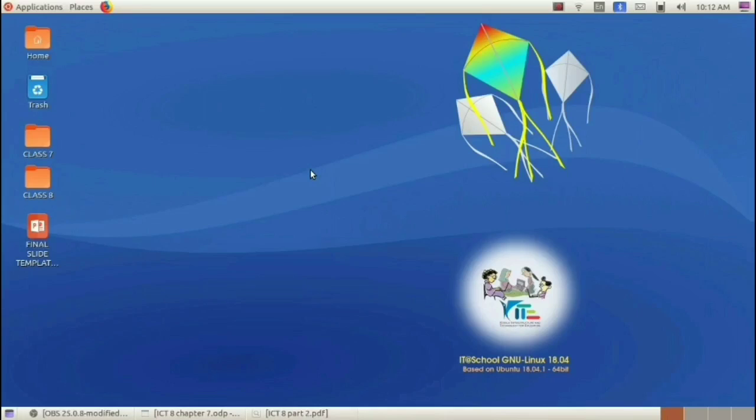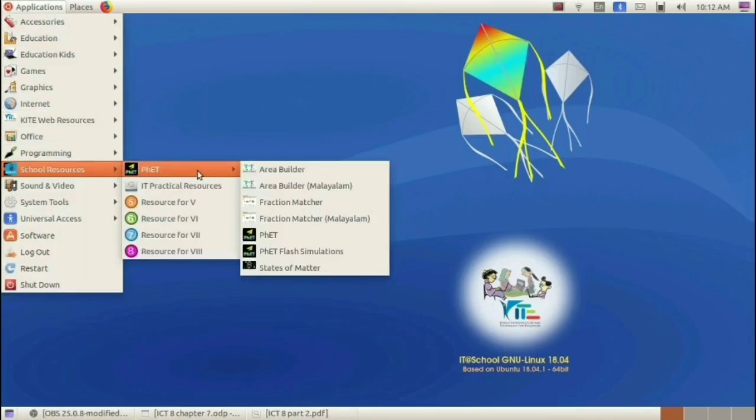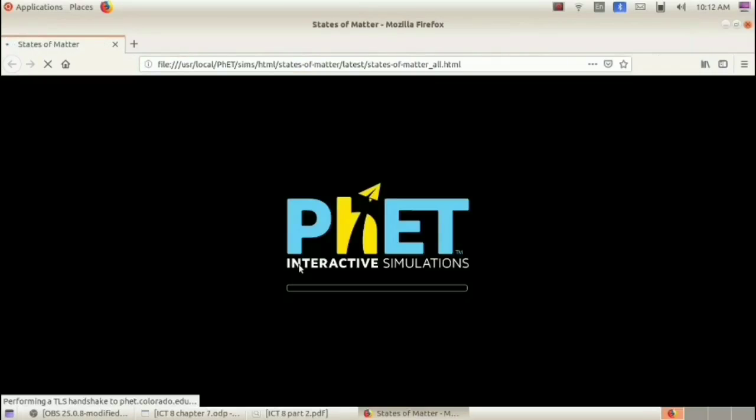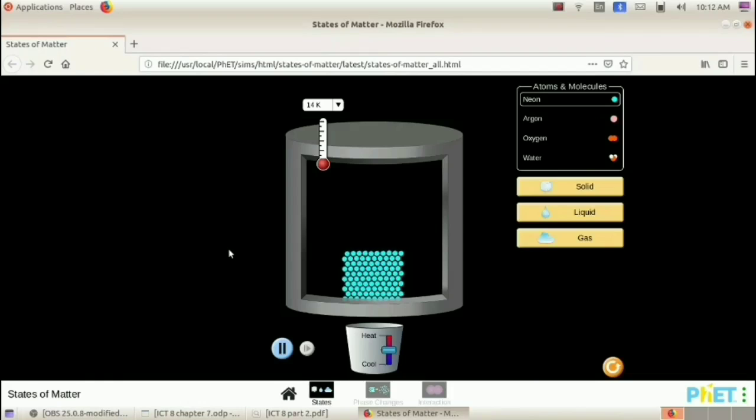So we'll open PHET software. For that, go to applications. From that, select school resources, PHET, then states of matter. Now select states.